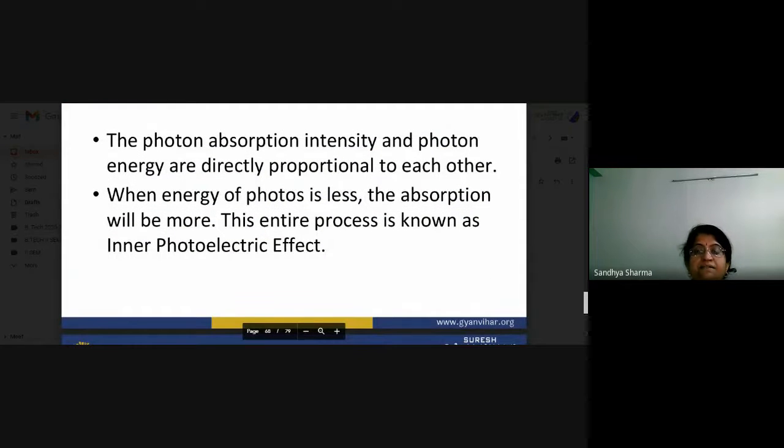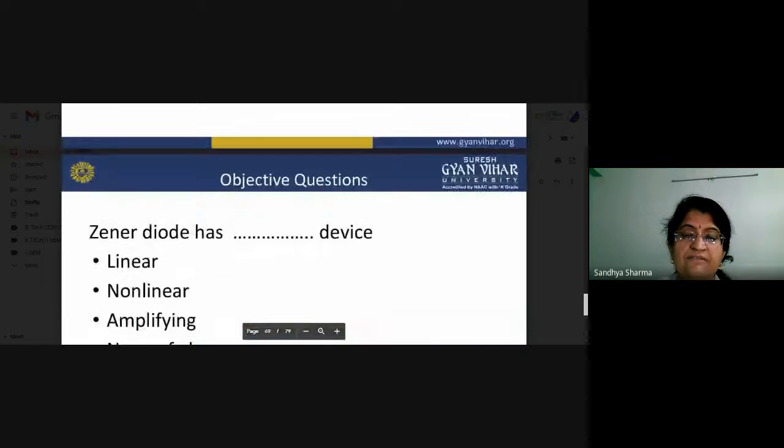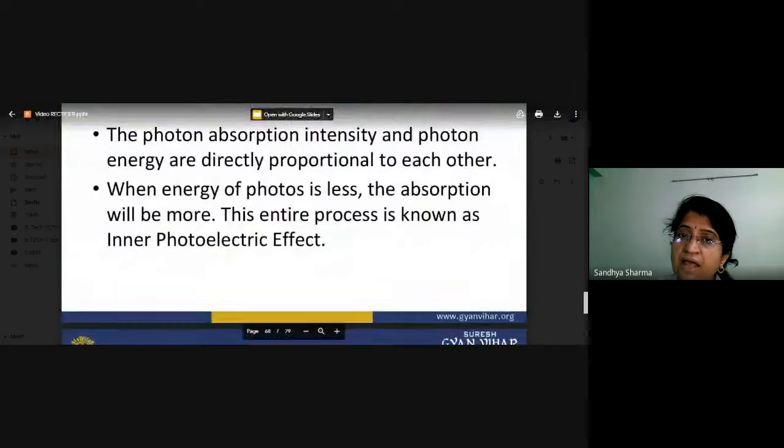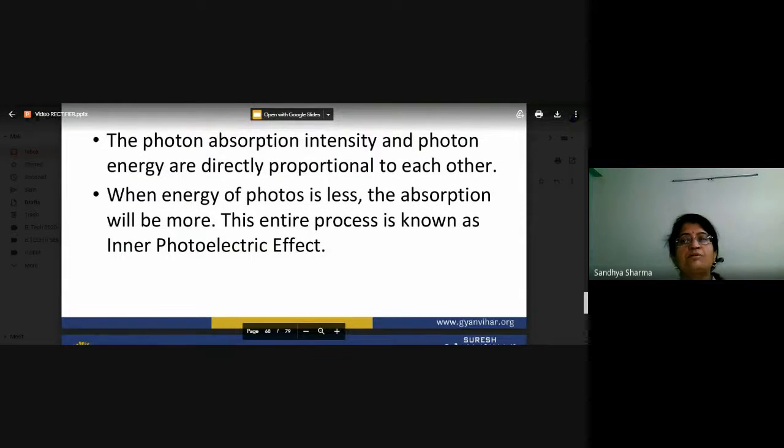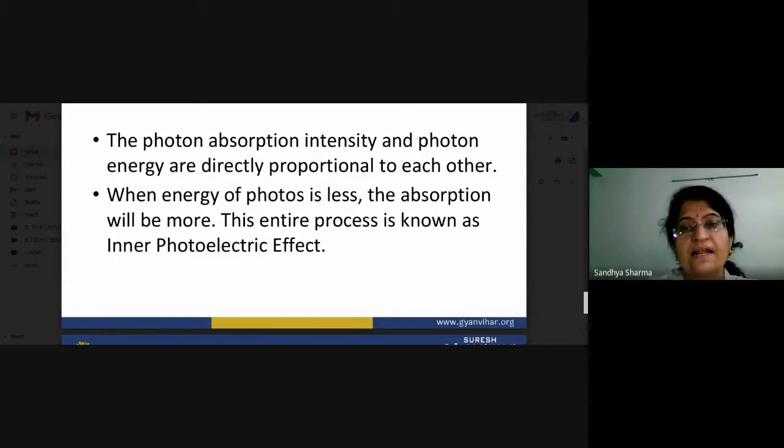Photo absorption intensity. How can you calculate the absorption, how many photons are absorbed by the surface? The absorption and photon energy are directly related to each other. That means how much energy is absorbed by that particular surface and the photon energy are equivalent. When the energy of photons is less, the absorption will be more. So this is the entire process, and it is known as the photoelectric effect.